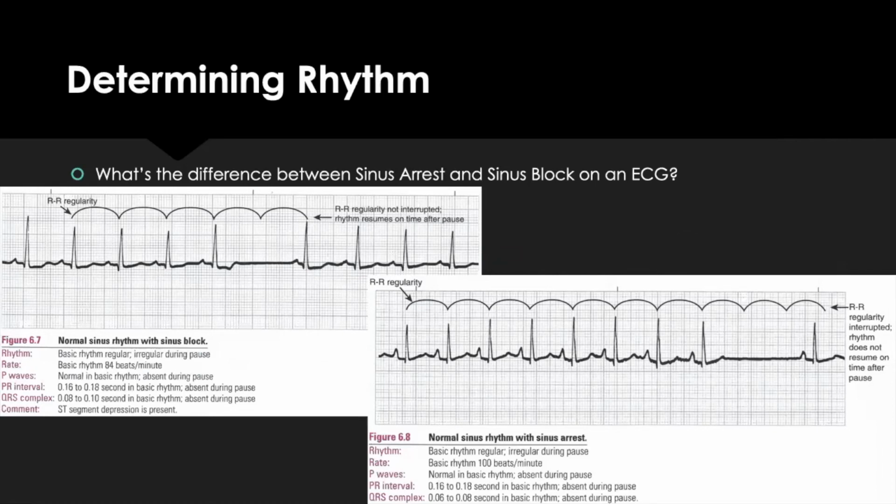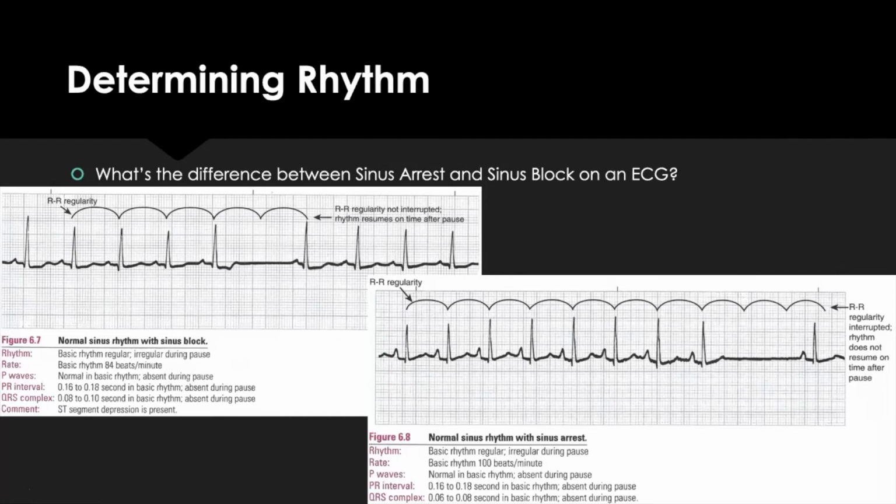Sinus block can be shown with regular R to R intervals up here, and then in equal spacing where another QRS wave would be, and then equal spacing starts back up again. With sinus arrest, you have that regularity of the R to R, but then where two other QRS waves should be, they're not, similar to the sinus block, but then the QRS wave starts up again at an irregular point. So it should start up here, but it starts here.